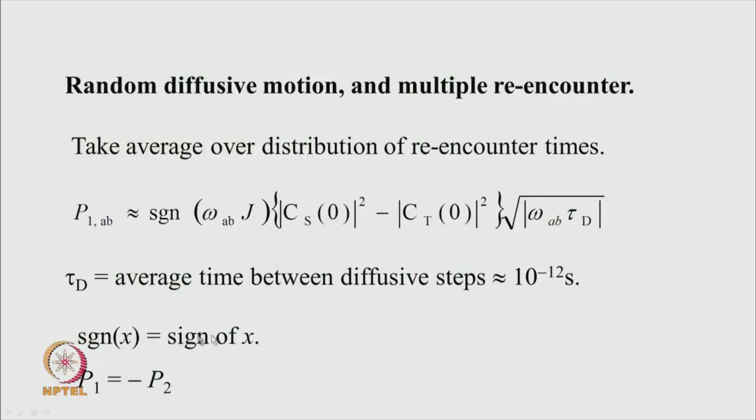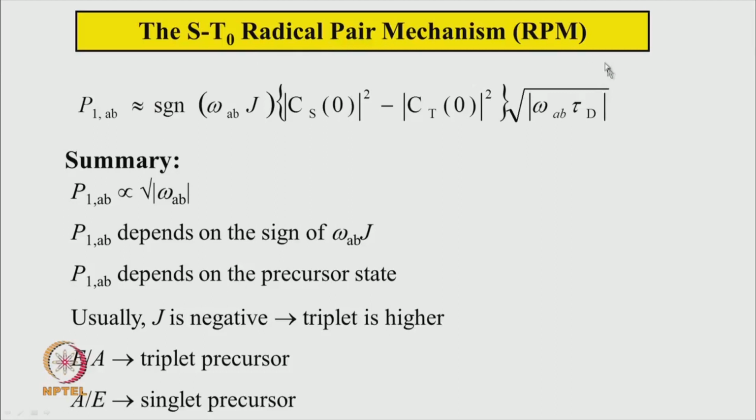SGN means the sign of this one. If it is positive, we have one type of polarization, and if negative, the other type. It is already true that the polarization of one radical is exactly opposite to the other. So this is the final expression of the polarization of radical 1 for a given pair of spin states: the sign of this and the J value together, where J decides whether the triplet or the singlet is higher for the radical pair, the initial condition, and the square root of the magnitude.